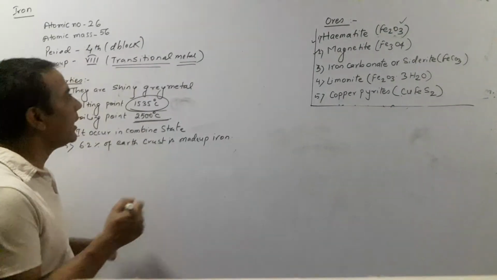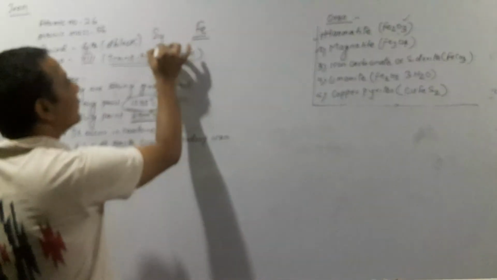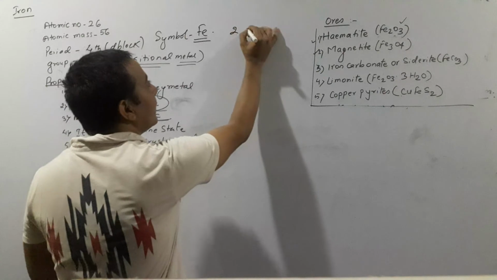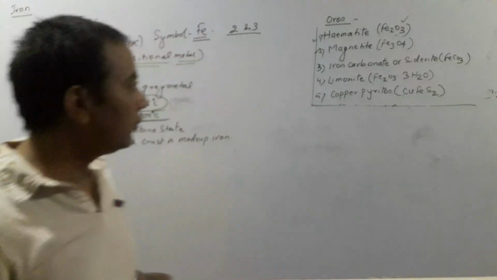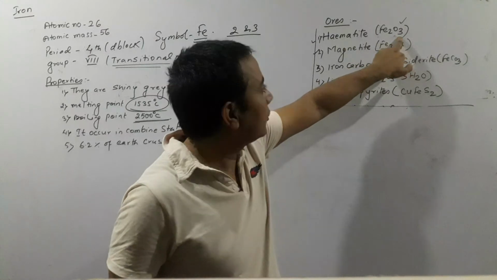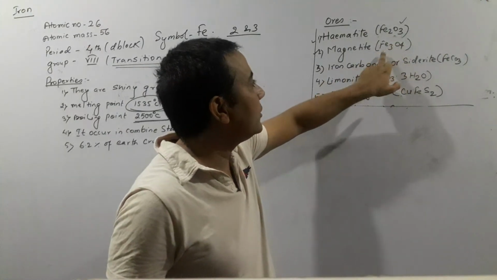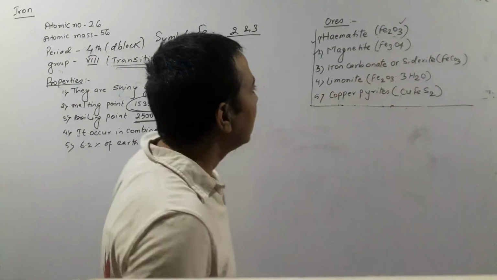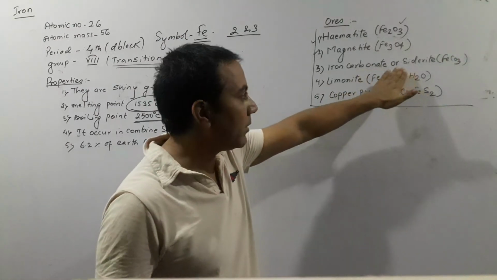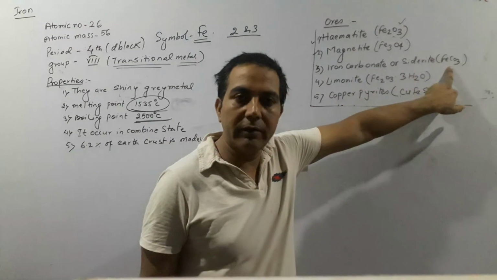I forgot to say that the symbol of iron is Fe, and it has a variable valency of 2 and 3. So here the valency of iron is 3, and here the valency of iron is 2. Then iron carbonate is another ore of iron. It remains combined with carbonate.